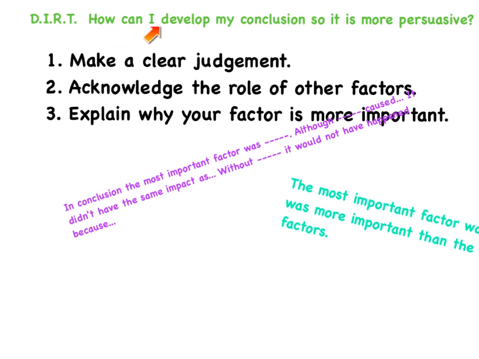Today we'll be thinking about how I can develop my conclusion so that it's more persuasive. There are 3 quick steps to doing this. Number 1, make sure you've made a clear judgment in your conclusion. Number 2, acknowledge the role of other factors. And number 3, explain why your factor is more important than these other factors.